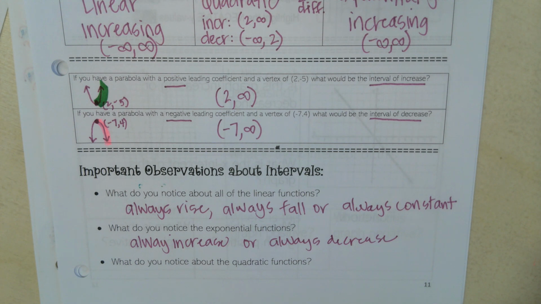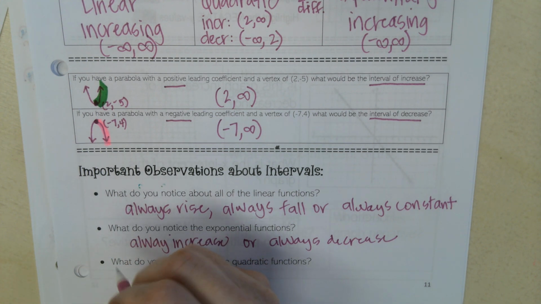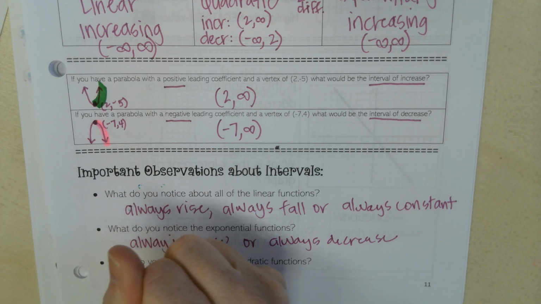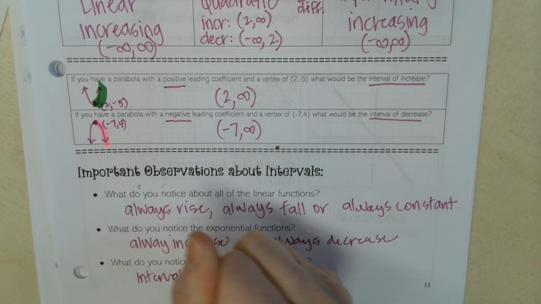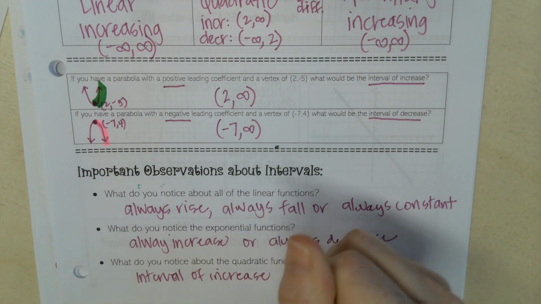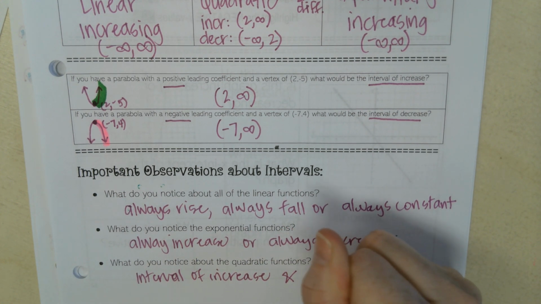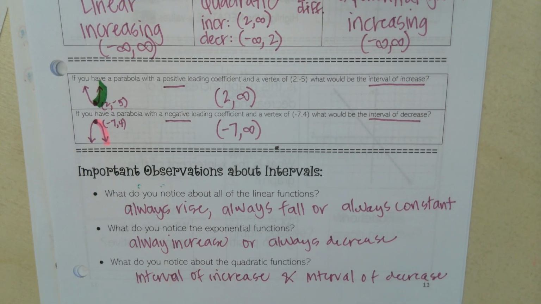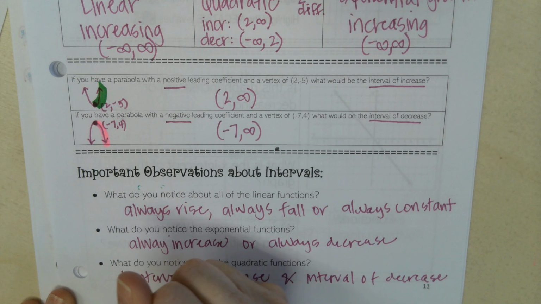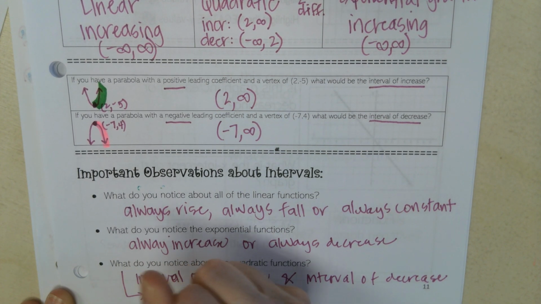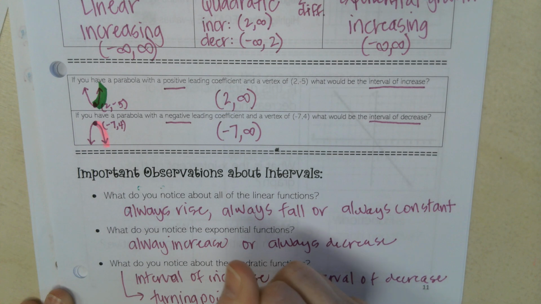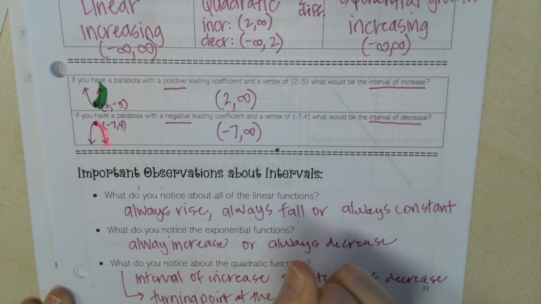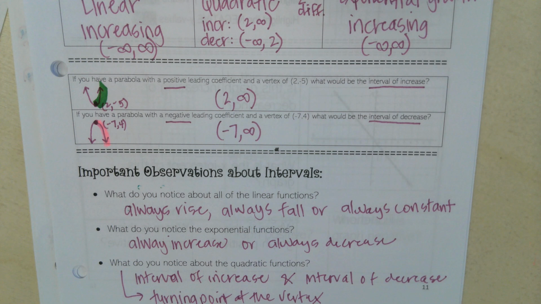And what do we notice about the quadratic functions? There is an interval of increase and an interval of decrease for every single one, because there is a turning point at the vertex.